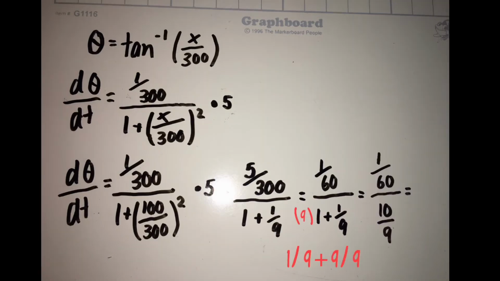Next, we condense the denominator. In order to combine these values, we must have a common denominator. Multiply 1 by a form of 1, 9 over 9. 9 over 9 plus 1 over 9 equals 10 over 9.